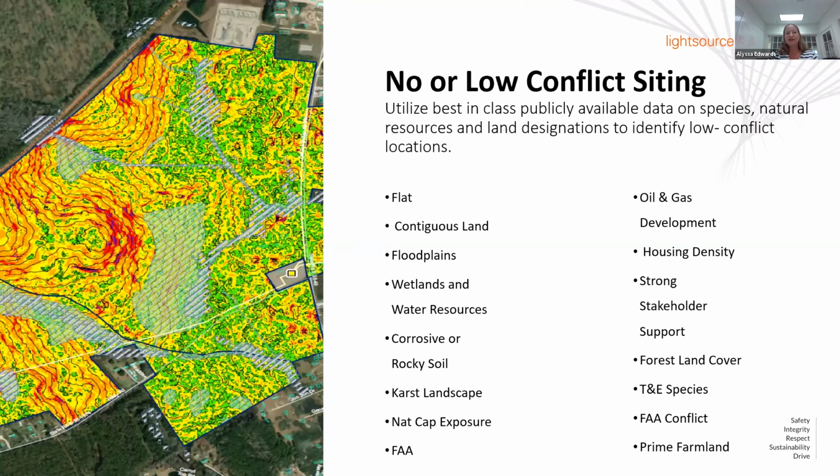The first item on my list for successful integration is no or low conflict siting, using best-in-class publicly available data on species, natural resources, and land designations. The goal is to identify low conflict locations.